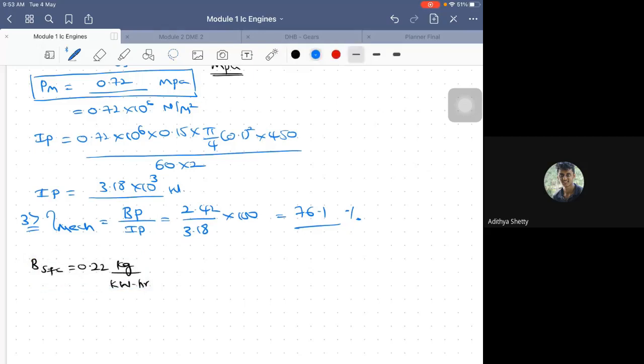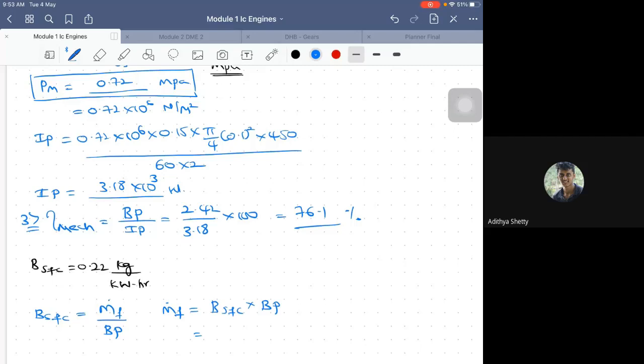So, what is brake specific fuel consumption, by the way? Anyone? What do you mean by brake-specific fuel consumption? It is mass flow rate of the fuel divided by brake power, isn't it? From this, you can calculate the mass flow rate of the fuel, which is brake specific fuel consumption cross the value of BP there.